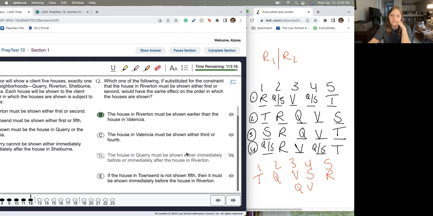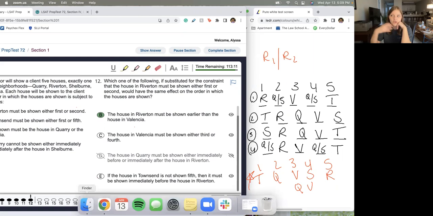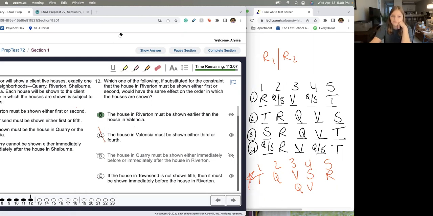Basically, I can create a whole new world here with this answer choice. So because I can create a new world, I can violate that original rule. It's not my answer.